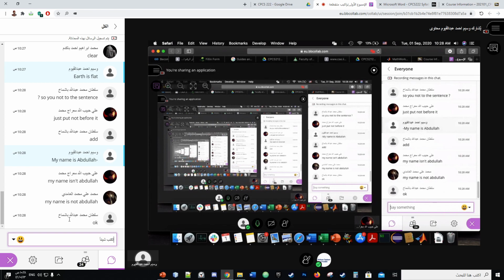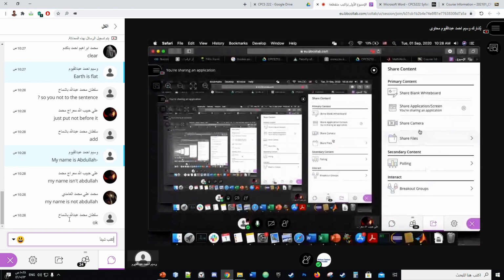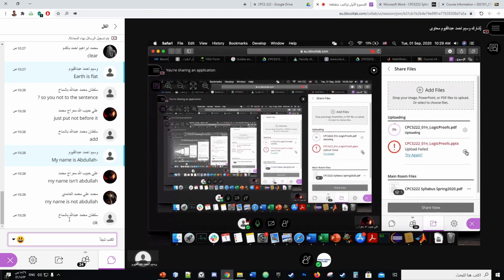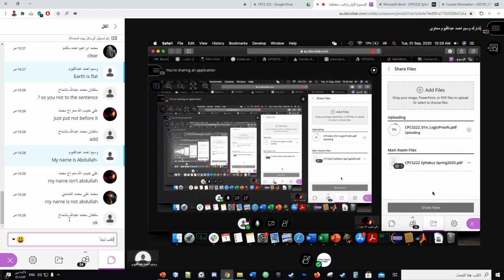So is that clear? Let's see our progress on the shared file. I don't know why it's failing. We'll try it one last time. Just cut this and try it again.